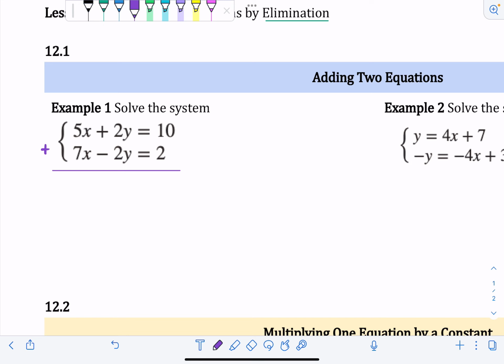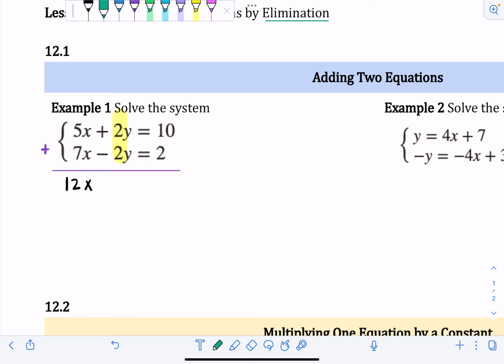And what we do is we go left to right and add each term. First, 5x plus 7x. When you add like terms, you just add the coefficients, the numbers in front. So 5 plus 7 is 12, and the x stays the same. Next, negative 2y plus positive 2y is 0y. 0y is just 0, it has no value, so we don't have to write it in the equation at all. I'm just going to leave it out completely.